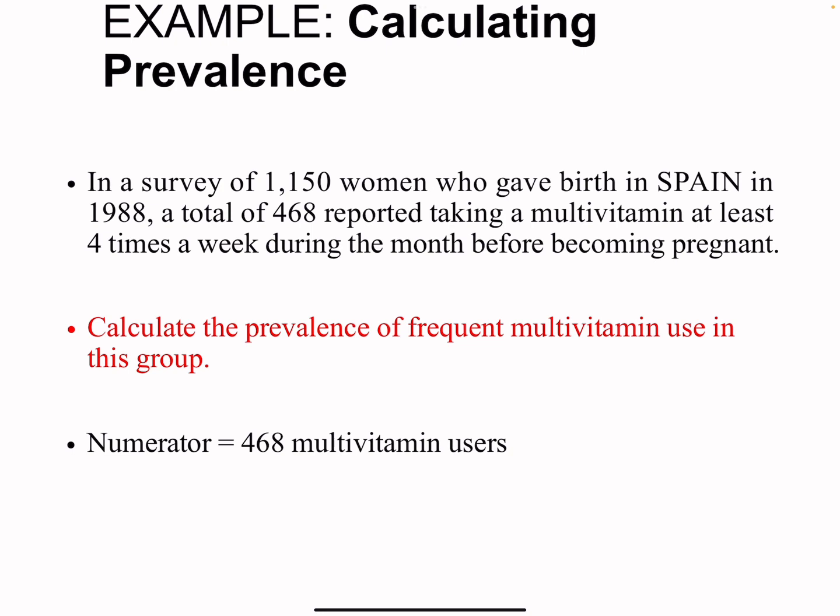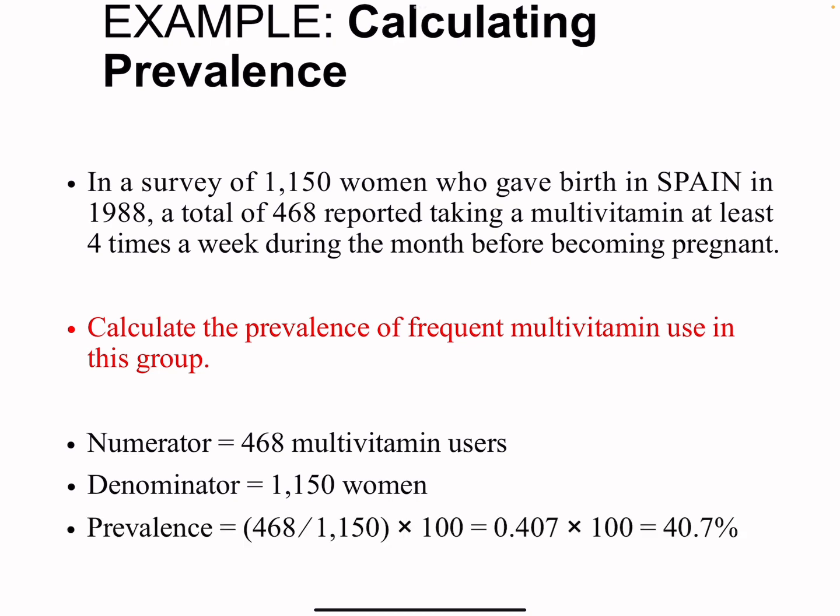In this case, the numerator will be the 468 multivitamin users, and the denominator is the total number of women, which is 1,150. Now, how are we going to calculate the prevalence? We are going to divide the 468 over the 1,150, then we are going to multiply by 100 because prevalence is going to be calculated as a percentage. So here the answer is going to be 40.7%. Then the prevalence is about 40.7%.